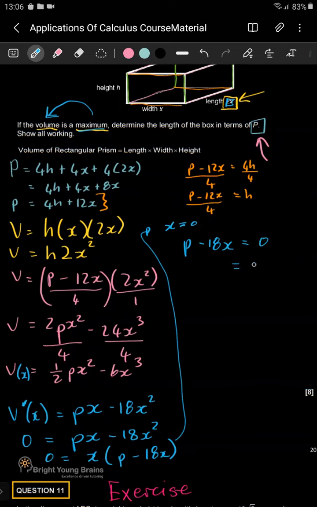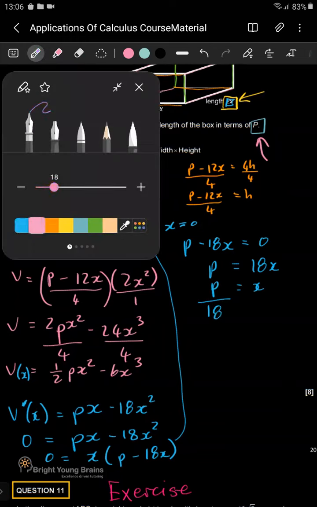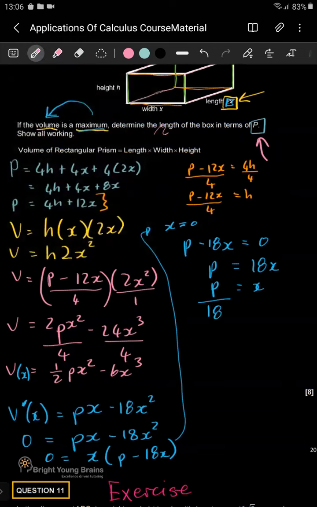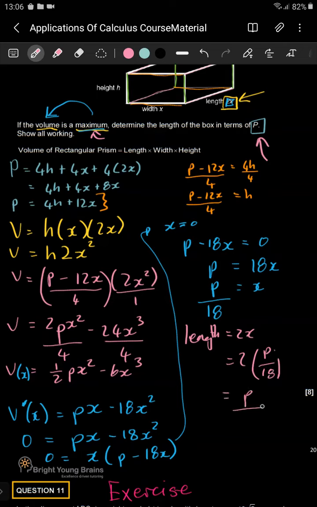So if you solve for x here, you're going to have 18x go over here, and then you divide by 18 on both sides, so x is p over 18. So if you're going to determine the length in terms of p, for where the volume is a maximum, your length is technically going to be 2x, which is 2 multiplied by p over 18, which is technically going to be p over 9.